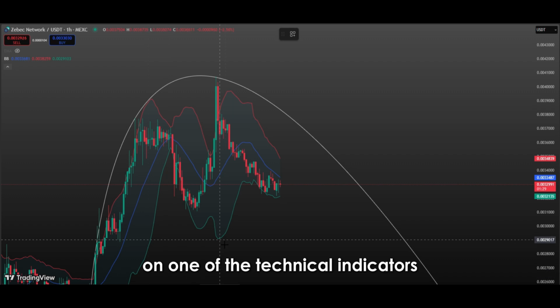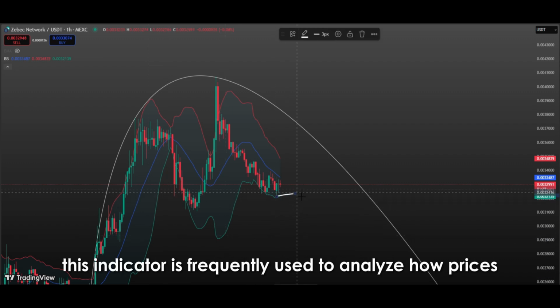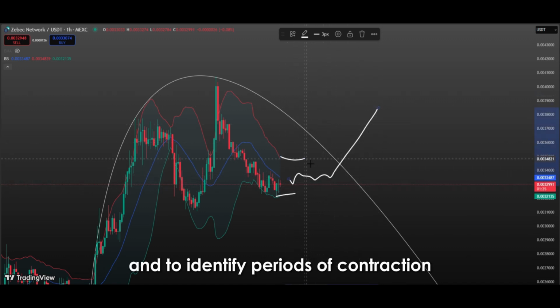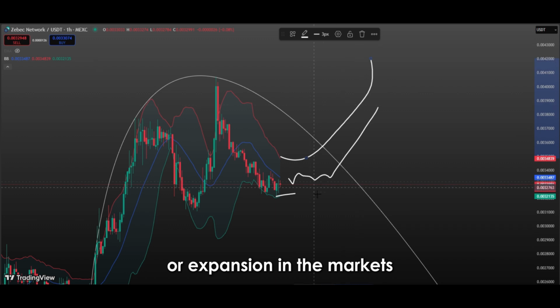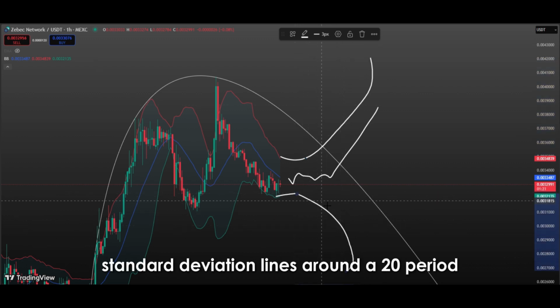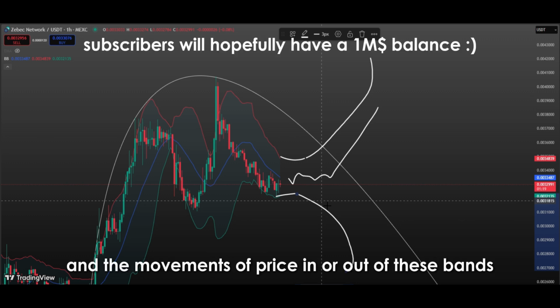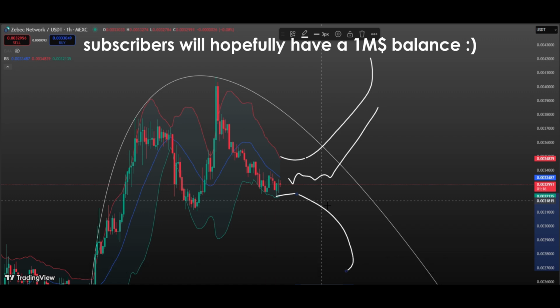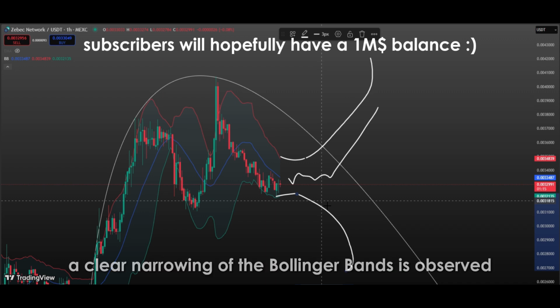When we closely examine the chart, a highly notable formation can be observed on one of the technical indicators, Bollinger Bands. This indicator is frequently used to analyze how prices move relative to volatility and to identify periods of contraction or expansion in the markets. Bollinger Bands are created by placing two standard deviation lines around a 20-period simple moving average, and the movements of price in or out of these bands generate highly significant signals in technical analysis. Under the current market conditions, a clear narrowing of the Bollinger Bands is observed.